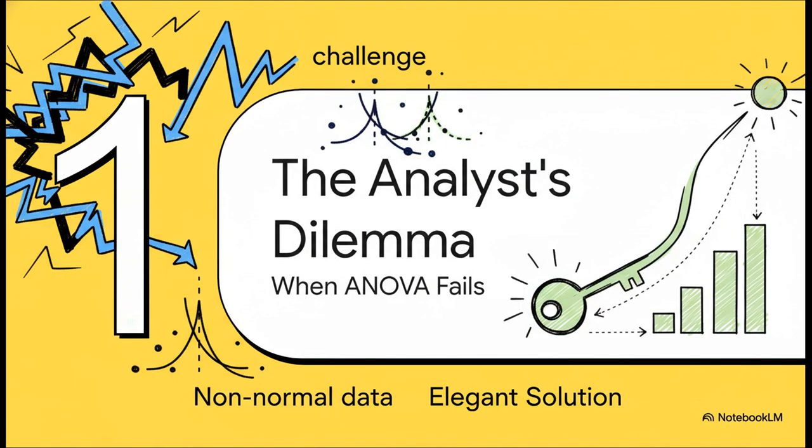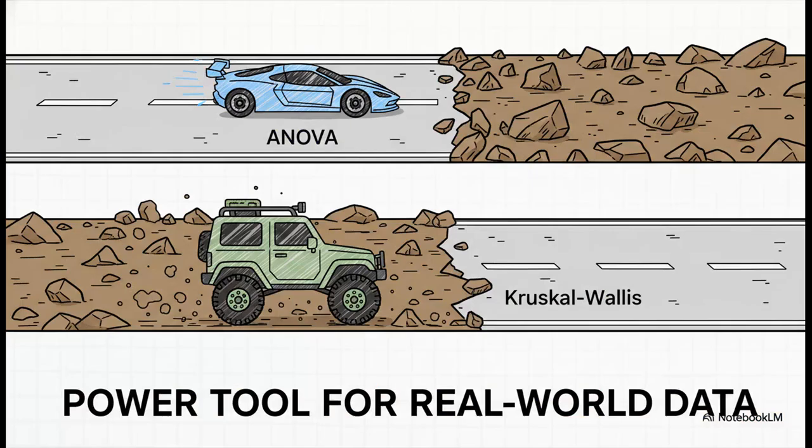So yeah, that's the dilemma. You've got this non-normal data, and your trusty ANOVA has basically thrown up its hands and walked away. But look, this isn't a dead end. Not at all. It just means you need a different tool from the toolbox. A really elegant solution that was built for this exact situation. And that answer is the Kruskal-Wallis test.